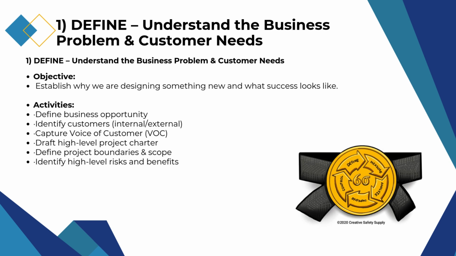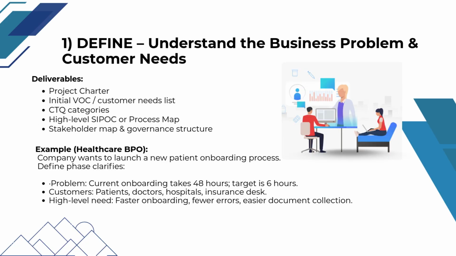expected benefits. In the Define phase, deliverables typically include a project charter, an initial VOC or customer needs list, CTQ categories, a high-level SIPOC or process map, and a stakeholder map with governance structure.